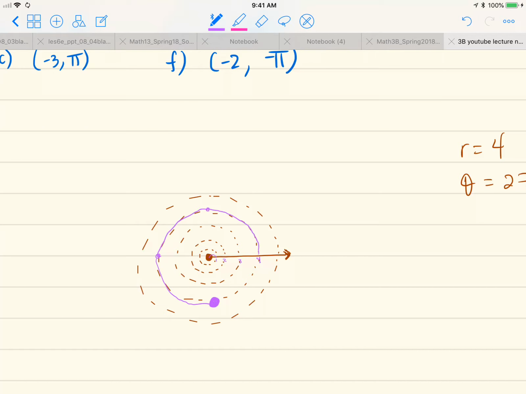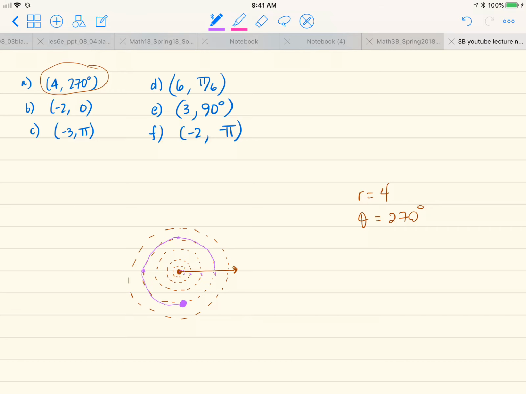So this point right here, 4 comma 270, corresponds to, so let's put polar and then we'll put Cartesian. So 4 comma 270 degrees corresponds to, let's see here, 0 comma negative 4 in Cartesian, right? Okay.